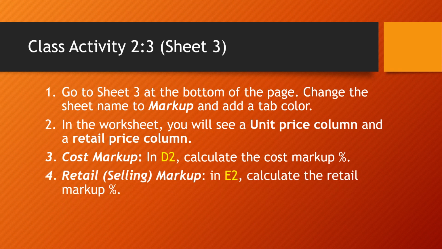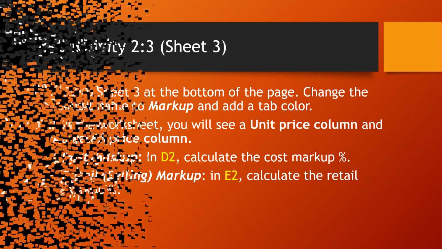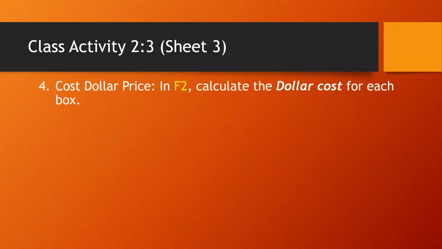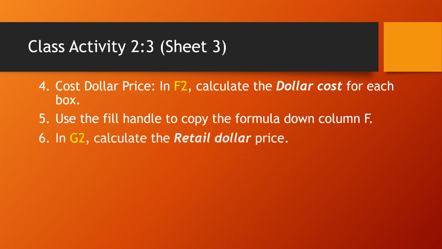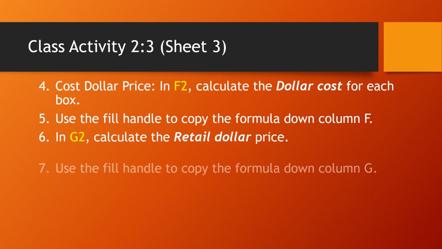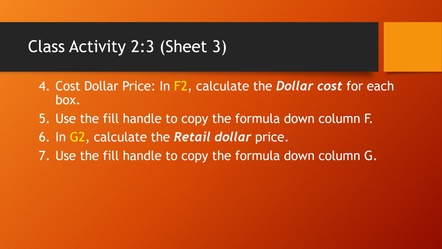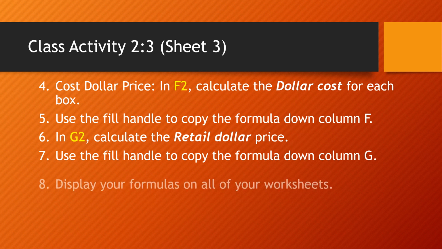Step 4, retail selling markup. In E2, calculate the retail markup percent. To determine the cost dollar price, in F2, calculate the dollar cost for each box. Use the fill handle to copy the formula down column F. In G2, calculate the retail dollar price. Use the fill handle to copy the formula down column G.